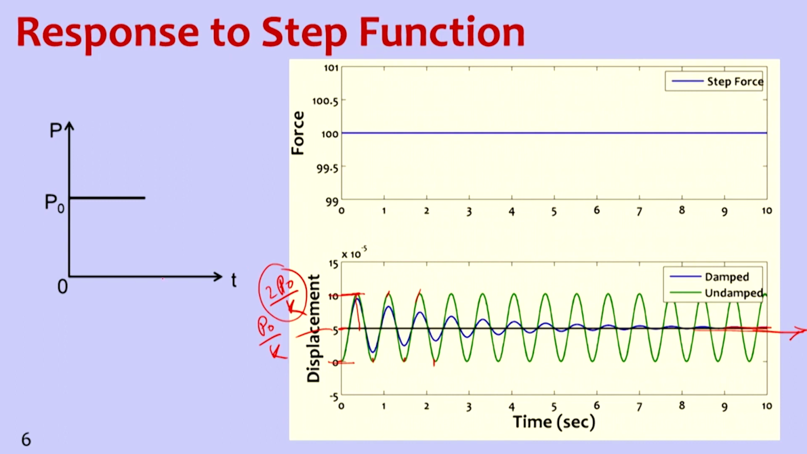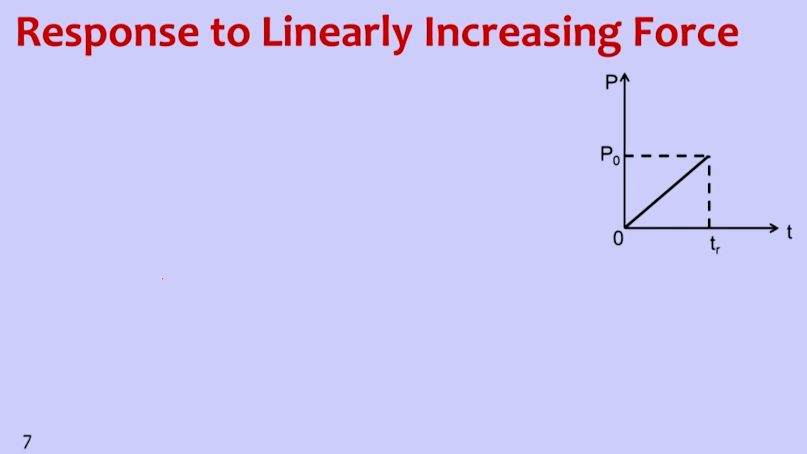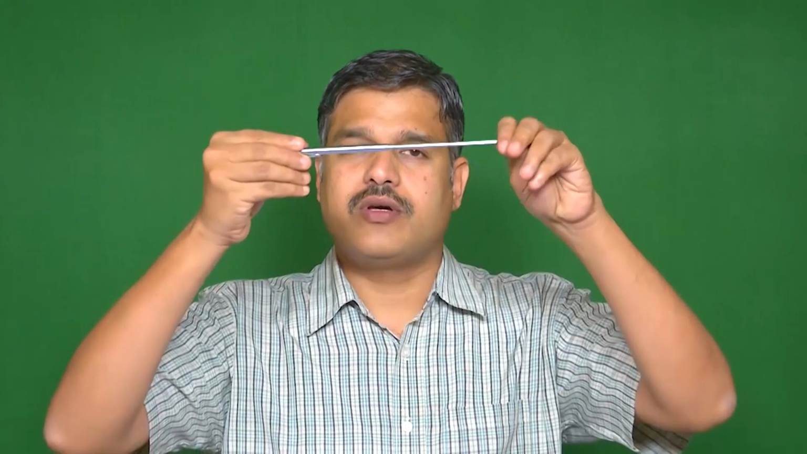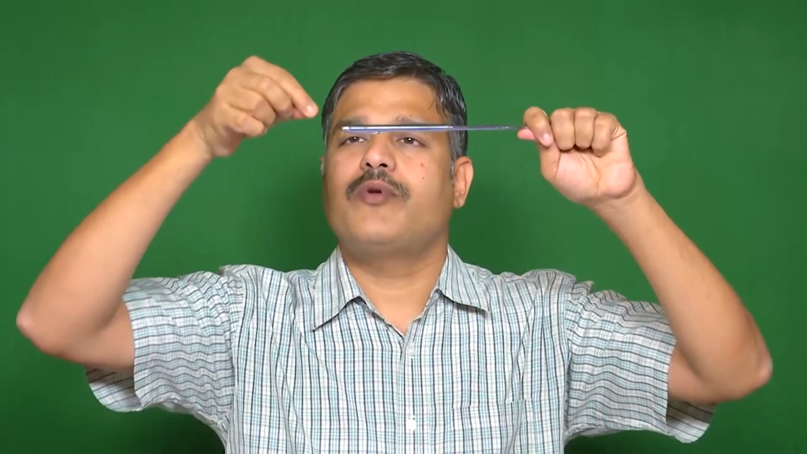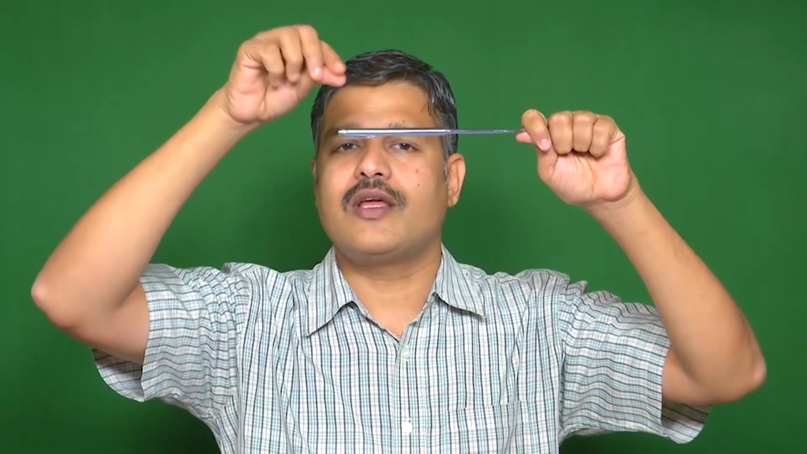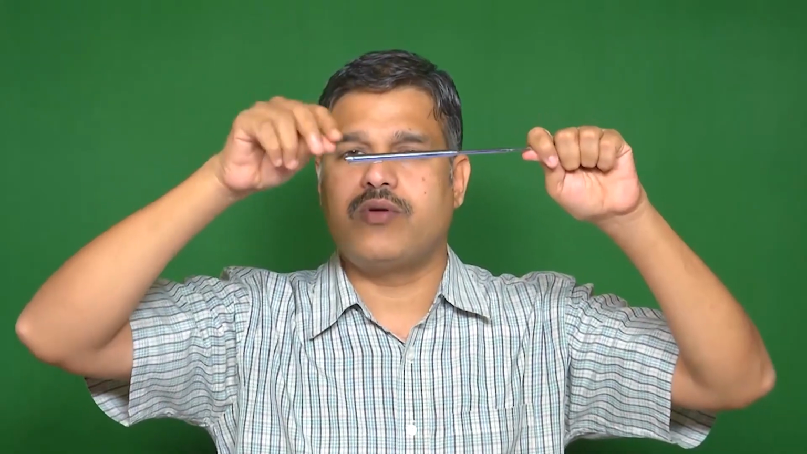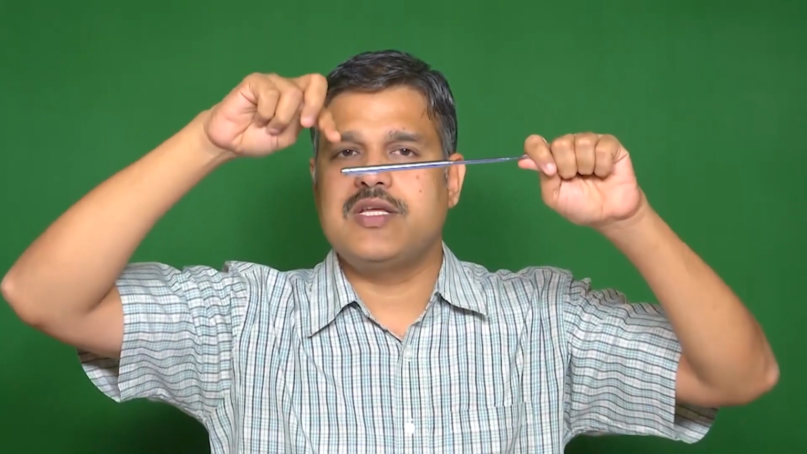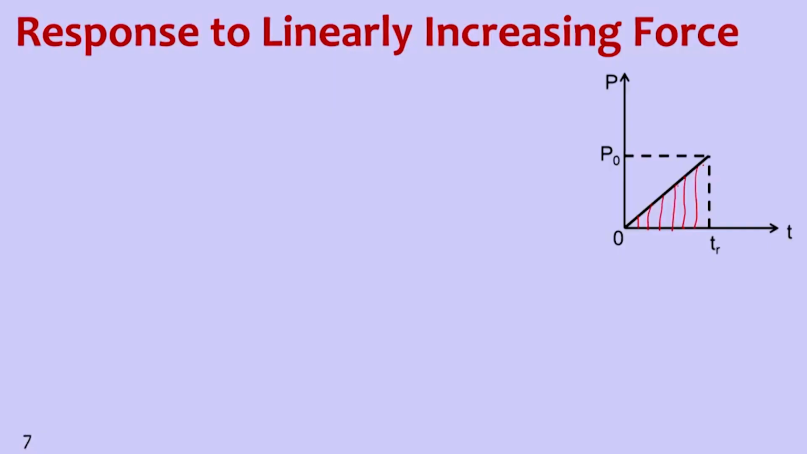Now let us consider another special case, which is a linearly varying force. Here the force is not applied all of a sudden; it is acting gradually, being increased step by step. It is something like a member on which I put 1 kilonewton load, then another kilonewton load, then another, and another. So it is increasing gradually.